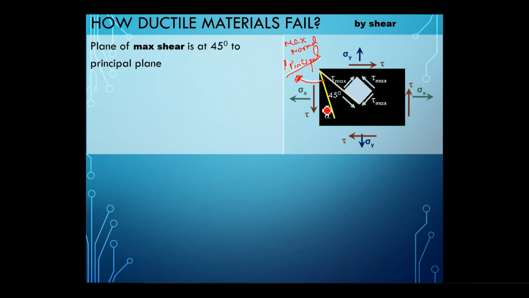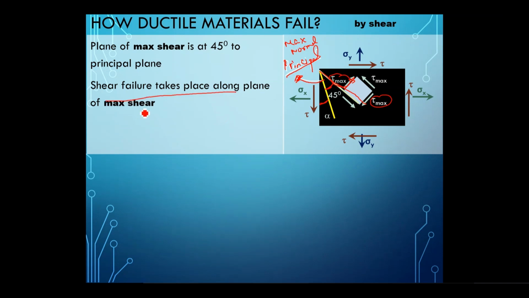If you find that at this angle you have the principal plane, then at 45 degrees to this plane you would have another plane on which shear stress would be maximum. All right, is this clear? Yes sir, at 45 degrees the shear stress will be maximum. Yes. So shear failure takes place along the plane of maximum shear.